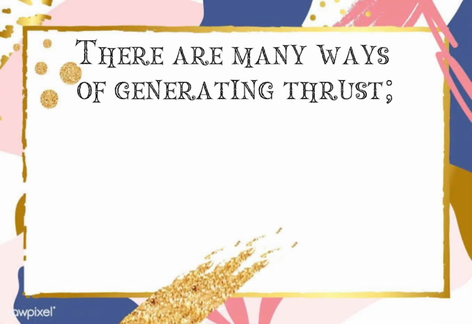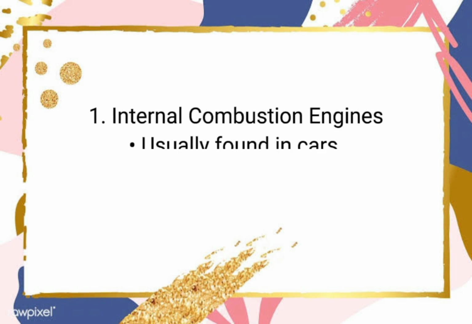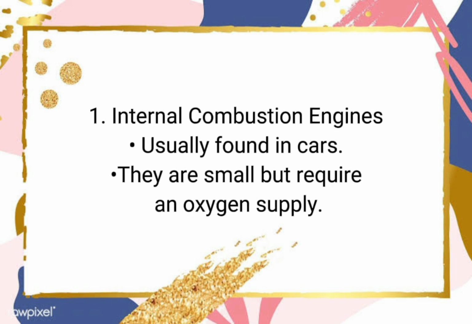Now let's tackle the different ways of generating thrust. The first one is the internal combustion engine. Internal combustion engines are usually found in cars. They are small but require an oxygen supply.